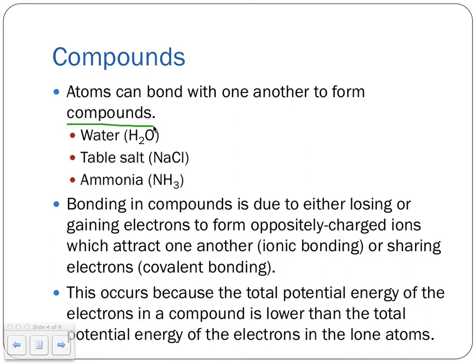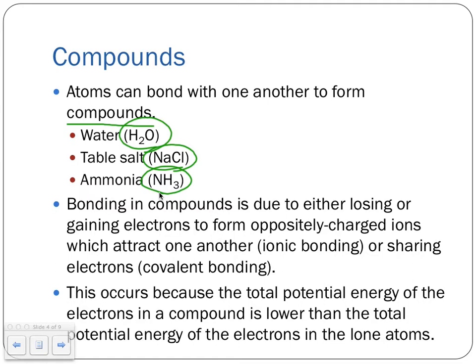Some examples of these would be water. There's no water on the periodic table as an element. It's instead H2O, hydrogen and oxygen atoms, 2 hydrogen, 1 oxygen. Table salt, NaCl, sodium chloride, or even ammonia, NH3. These are all substances that are compounds because they're formed of multiple atoms that are in a constant ratio.